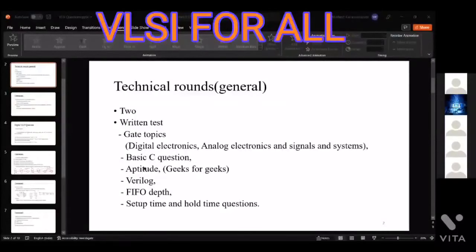And aptitude is very important for almost all the interviews and all the exams, I guess. There will be separate sections for aptitude even.